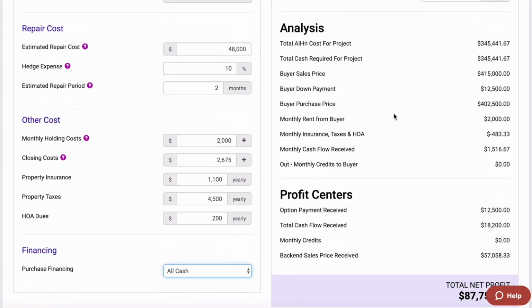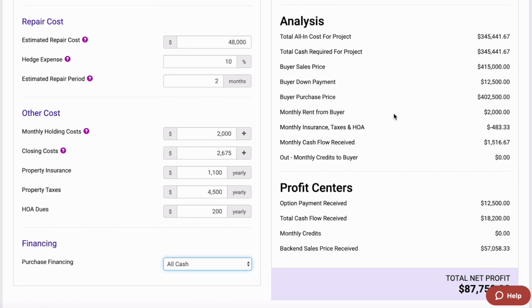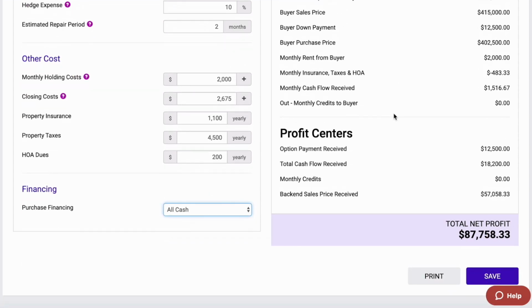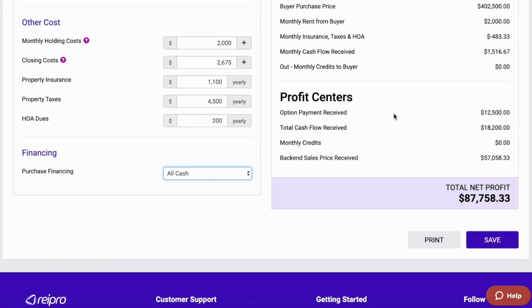Now, as we scroll down, you can actually look at the analysis as well as the profit centers that you're going to have. So in this example, I would profit $87,000 just by buying it this way and then selling it this way, which would be a lease option.